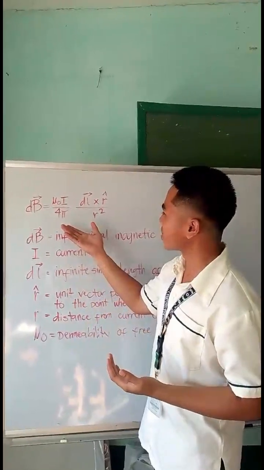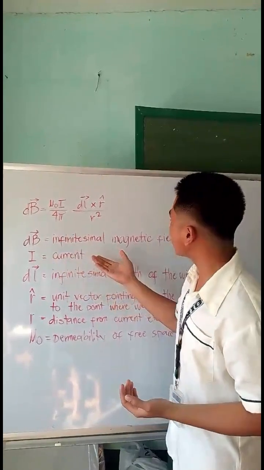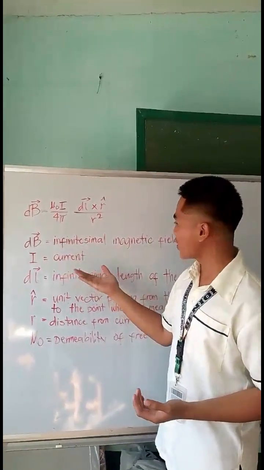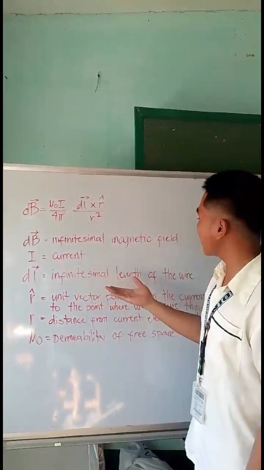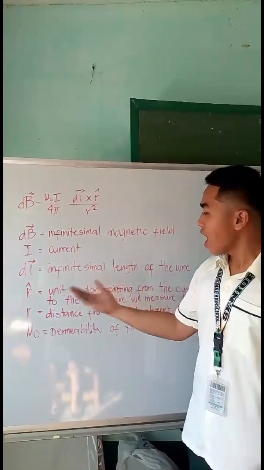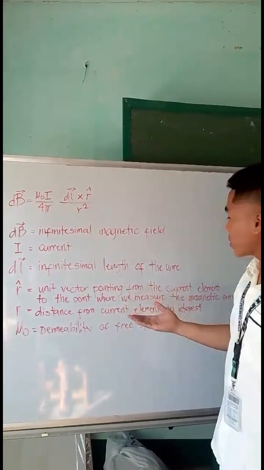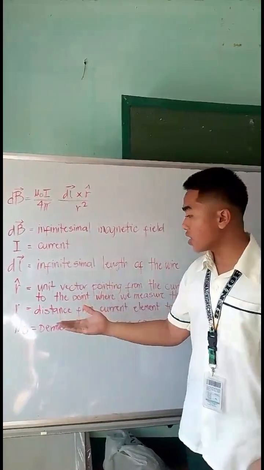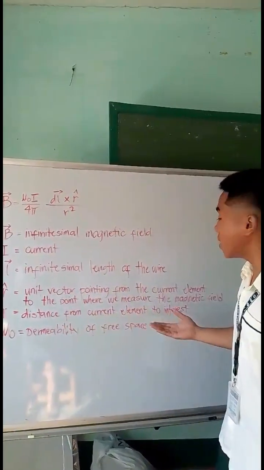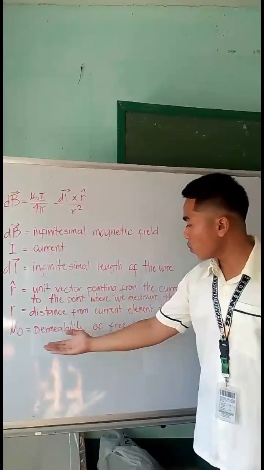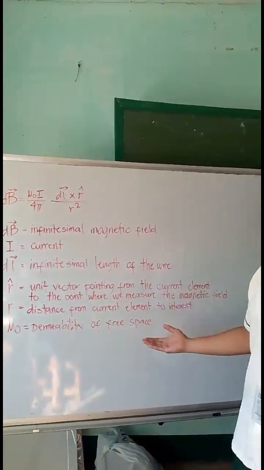This is the Biot-Savart law, where dB stands for the infinitesimal magnetic field, I stands for the current, dl stands for the infinitesimal length of the wire, r-hat stands for the unit vector pointing from the current element to the point where we measure the magnetic field, r stands for the distance from the current element to the point of interest, and mu-naught stands for the permeability of free space.